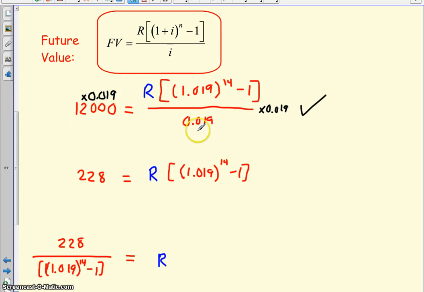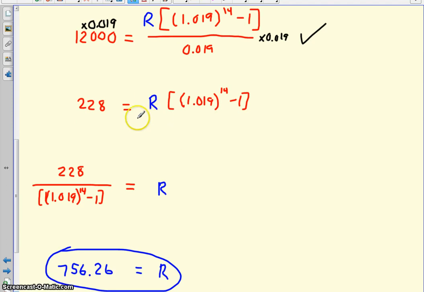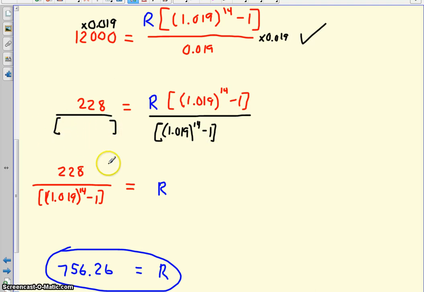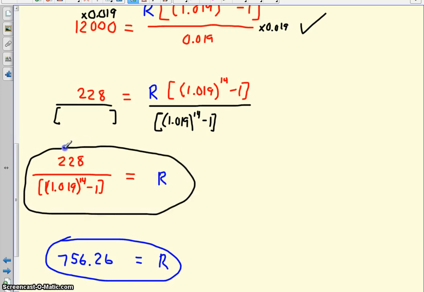So 12,000 times 0.019 was 228. Then I was just left with R times that ugly bracket, which was 1.019 to the exponent of 14 minus 1. From here on in, it's just, again, trying to isolate R, so I divided both sides of the equation by that ugly bracket, 1.019 to the exponent of 14 minus 1. I won't write that out, but you can see it's going to go in there, which gives me R by itself, and it's equal to all this.